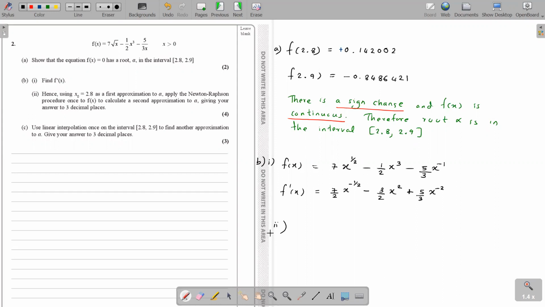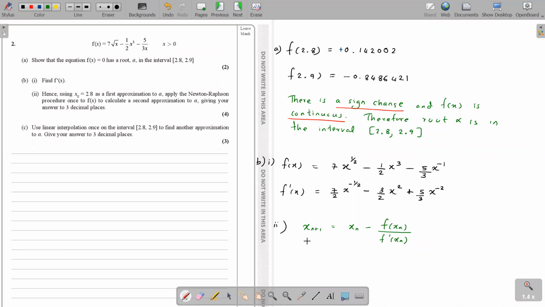Okay, so many important things are there. You need to apply the Newton-Raphson process once and give the final answer to 3 dp. First things first, what's the Newton-Raphson equation? x(n+1) equals xn minus f(xn) over f dash xn.